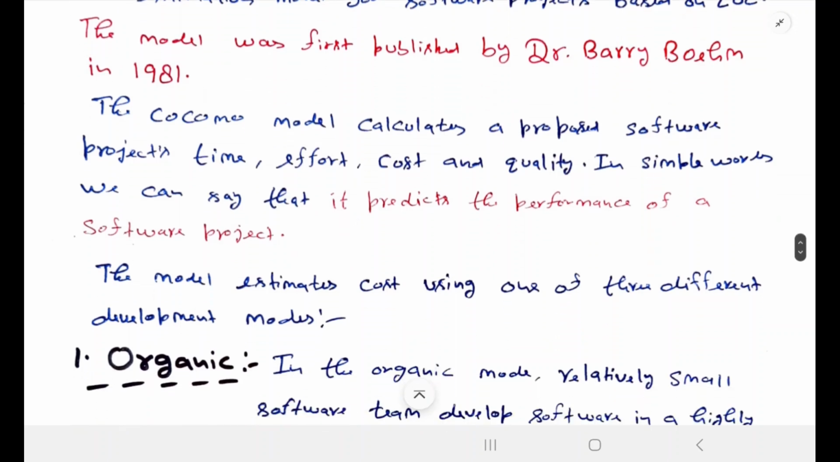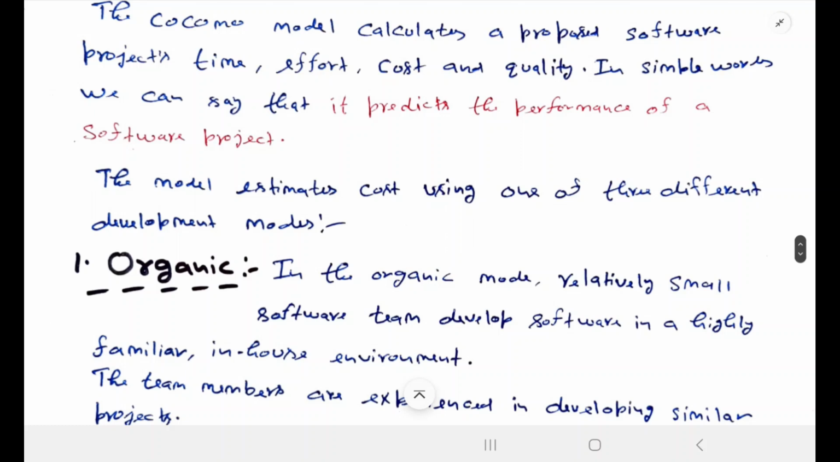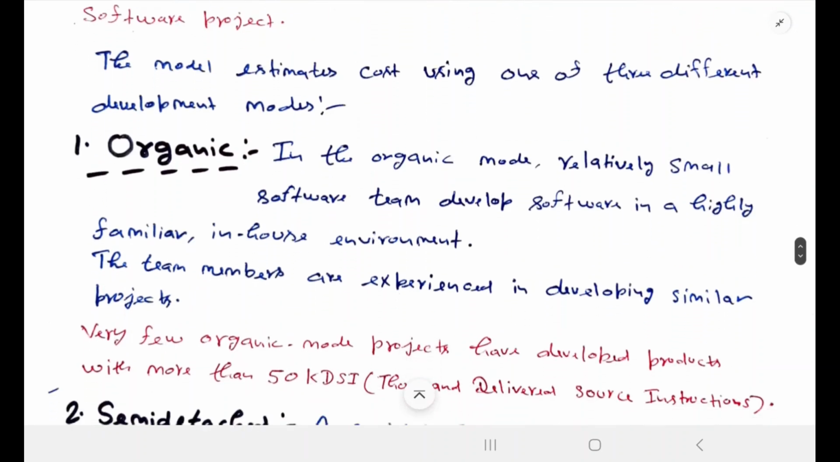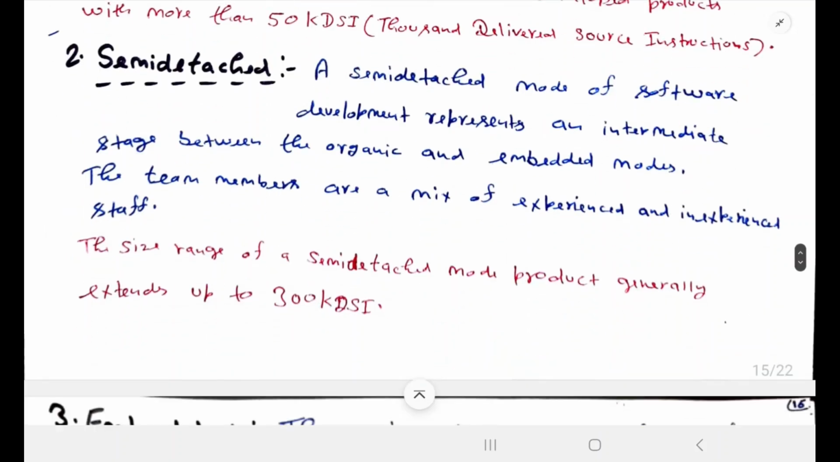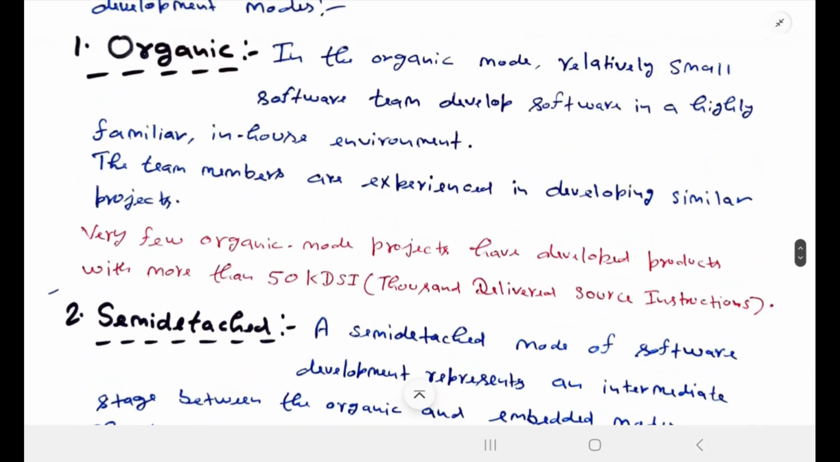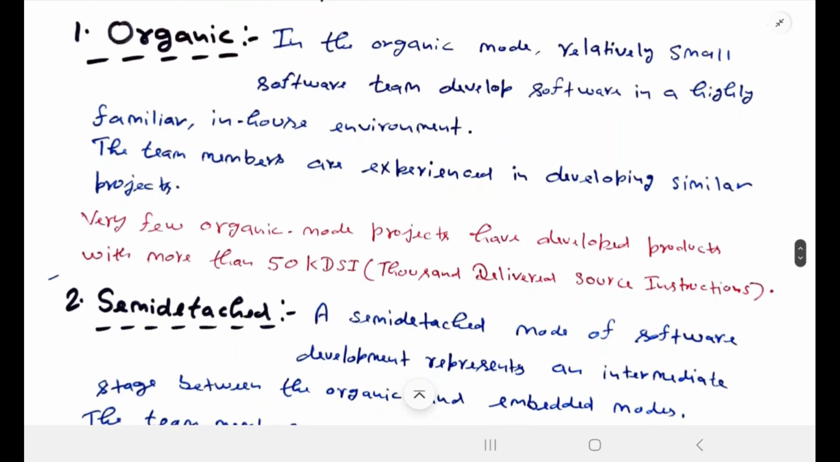This model estimates cost using one of the following different development modes. Here we have to know that it suggests three different development modes in this model, namely organic, semi-detached, and embedded. These are three different types of modes, and basically you can think of them as the categories of softwares, as different softwares fall under these three categories.